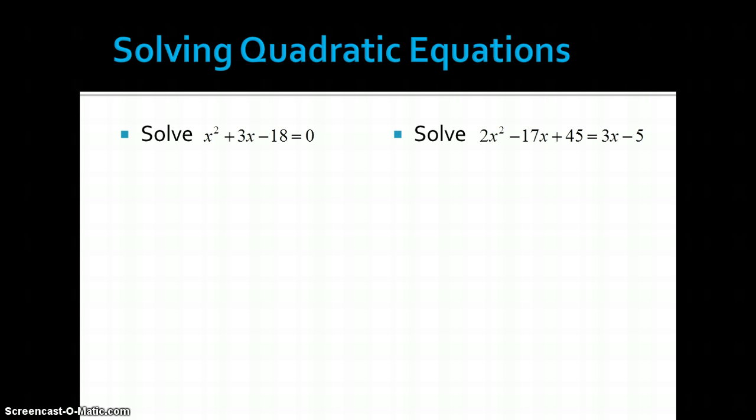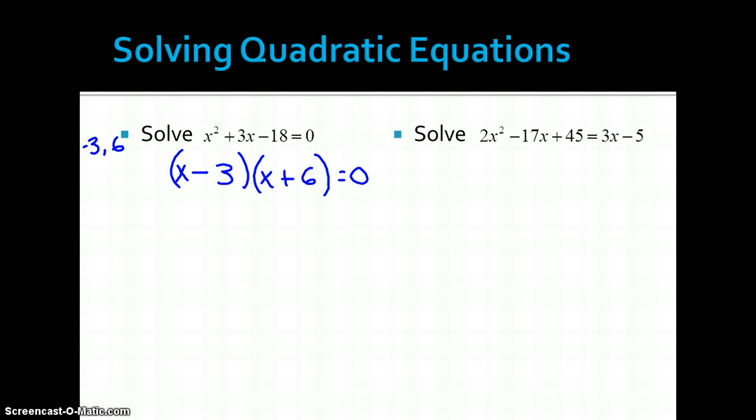Coefficient of x squared is 1. It's already in standard form. It's already equal to 0. So we will have to simply factor. I want to use blue here. x and x, and then I need factors of 18 that combine to give me 3. And what stands out to me is 3 and 6. And it looks as though I'll need -3 and +6. So I'll have x minus 3 and x plus 6. So I factored that. I have the quantity x minus 3 times the quantity x plus 6 equals 0.